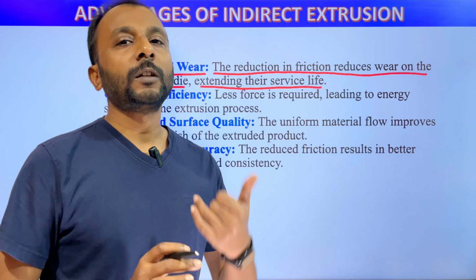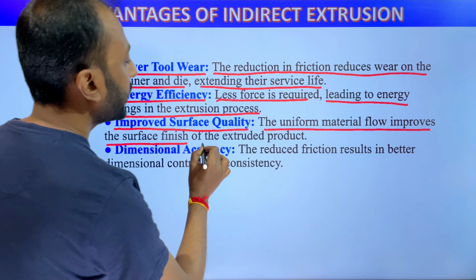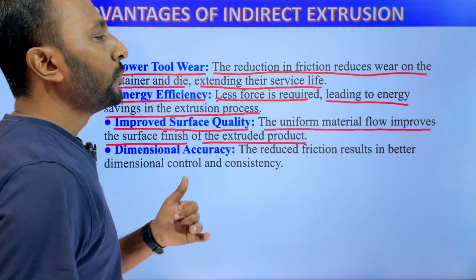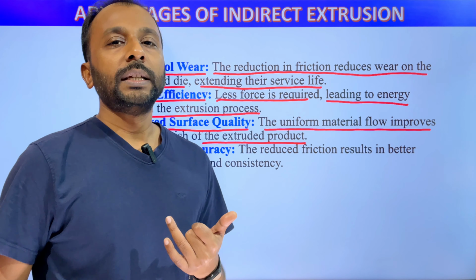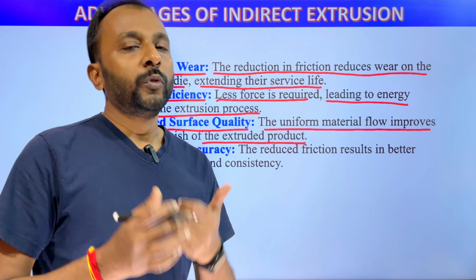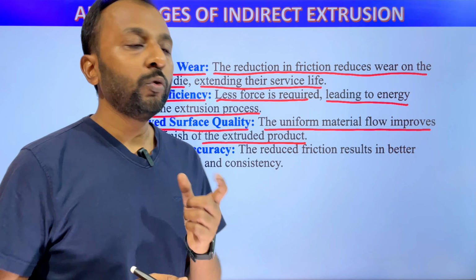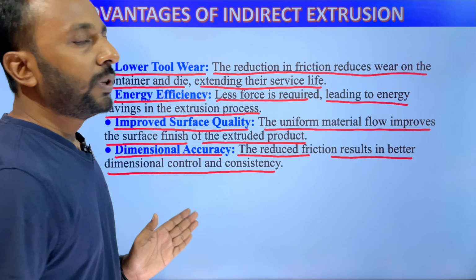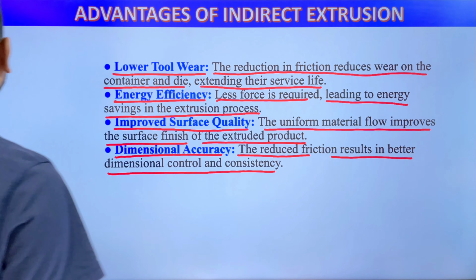Next one is improved surface quality. The uniform material flow improves the surface finish of the extruded product. Here we are forcing the material to come out through a die opening. Basically, we are squeezing the material, so the material comes out through the die opening forcefully, and the surface finish of the product will be better. Next is dimensional accuracy. The reduced friction results in better dimensional control and consistency. The friction is less, so the dimensional control and the consistency will be better.